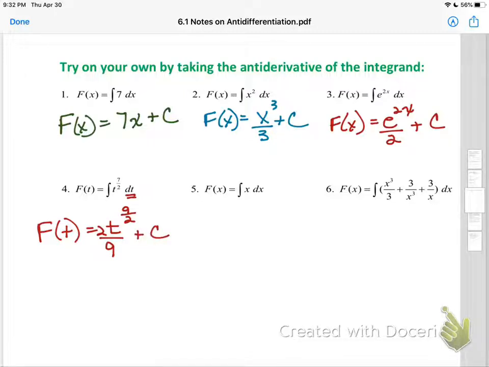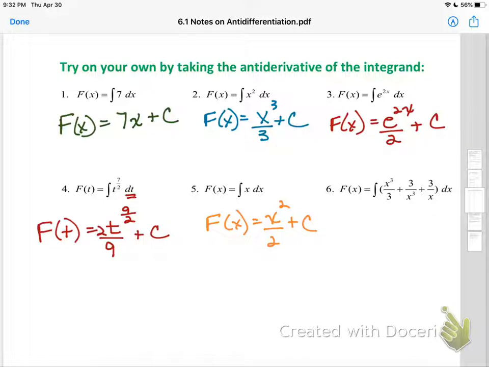Okay, look at the next one. We have just a plain old x. So this is just an easy one. That's x to the 1. So then make that x to the 2 over 2 plus c. Okay, now this last one is a little bit more complicated. This is a situation where an integral of a sum is going to equal the sum of the integrals.